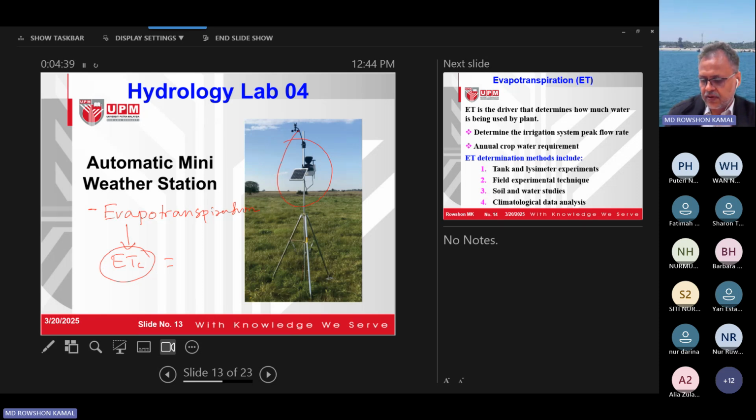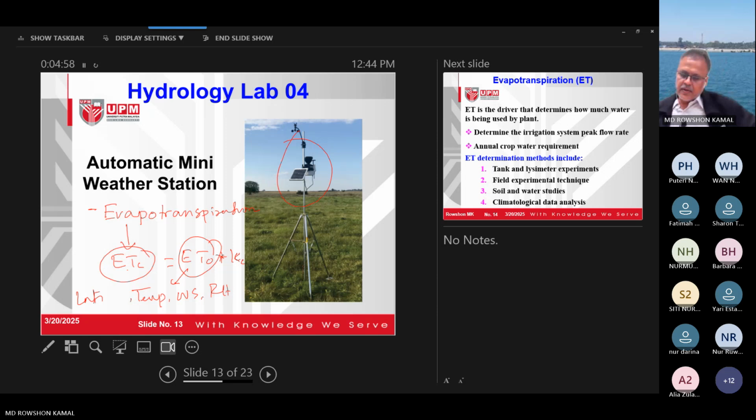To calculate this ETc, we have a formula like this. The ETo we can calculate using the temperature, wind speed and relative humidity. We also need location, like latitude, and also elevation. Latitude and elevation you can find using GPS, and this device will collect temperature, wind speed and humidity. Once you get it, you can calculate the ETo. Once you get the ETo, you can calculate the ETc. So this ETc is a component of the hydrologic cycle.